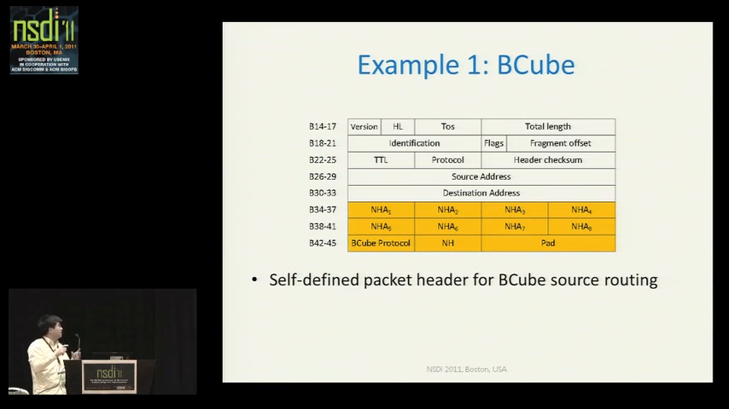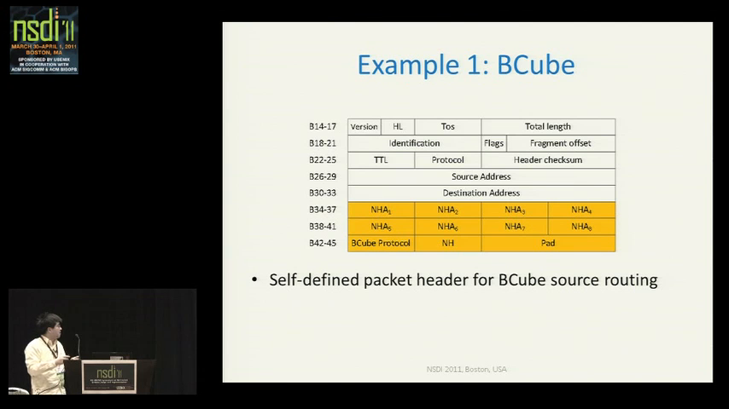Next, I will give two examples built on these ServerSwitch platforms. In the first example, we show that we can leverage the ServerSwitch to offload the packet forwarding from CPU to the switching chip for B-Cube. The figure here is a packet header for B-Cube source routing. This is a normal IP header, and this is a private source routing header.